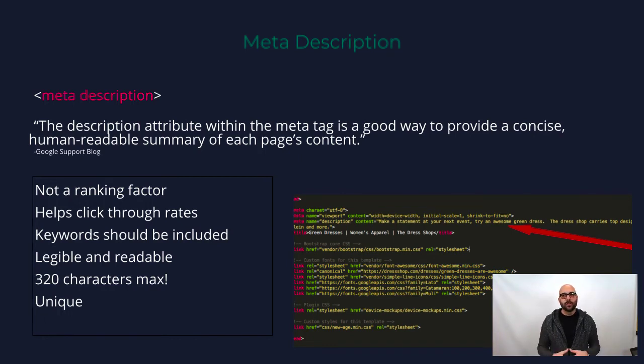Keywords should be included in this. It should be legible, readable to the humans, and it should be around 320 characters max. After that, it starts to get cut off. Users won't see it on the SERP, and it won't be useful at all. So write a good meta description, make it relevant to your user's query, and make it unique to each page. It should have its own singular, unique meta description.